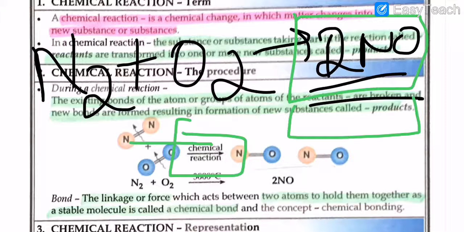A chemical bond. And therefore, both of them have gone under a chemical reaction, and this is the whole procedure. So now that we have done the term, the procedure, how do we actually represent a chemical reaction? Well, a chemical reaction is represented by a chemical equation, and it is a shorthand form representing the result of a chemical change.